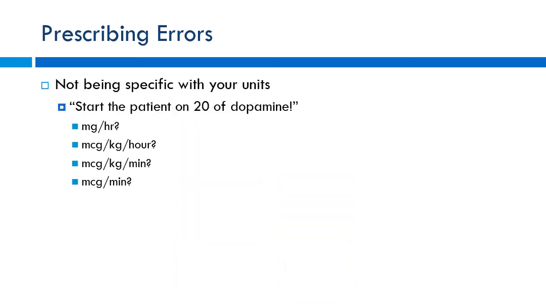And then not being specific with units. So again, some people are hypotensive. They'll start them on a drug to get their blood pressure up. They'll say, hey, start them on 20 of dopamine. 20 of what, dopamine? 20 milligrams per hour, micrograms per kilo per hour, 20 ducks? I don't know what you're talking about, right? Because if you get these units wrong, you can really infuse either too much or too little in that patient and lead to either worsened hypotension or hypertension.